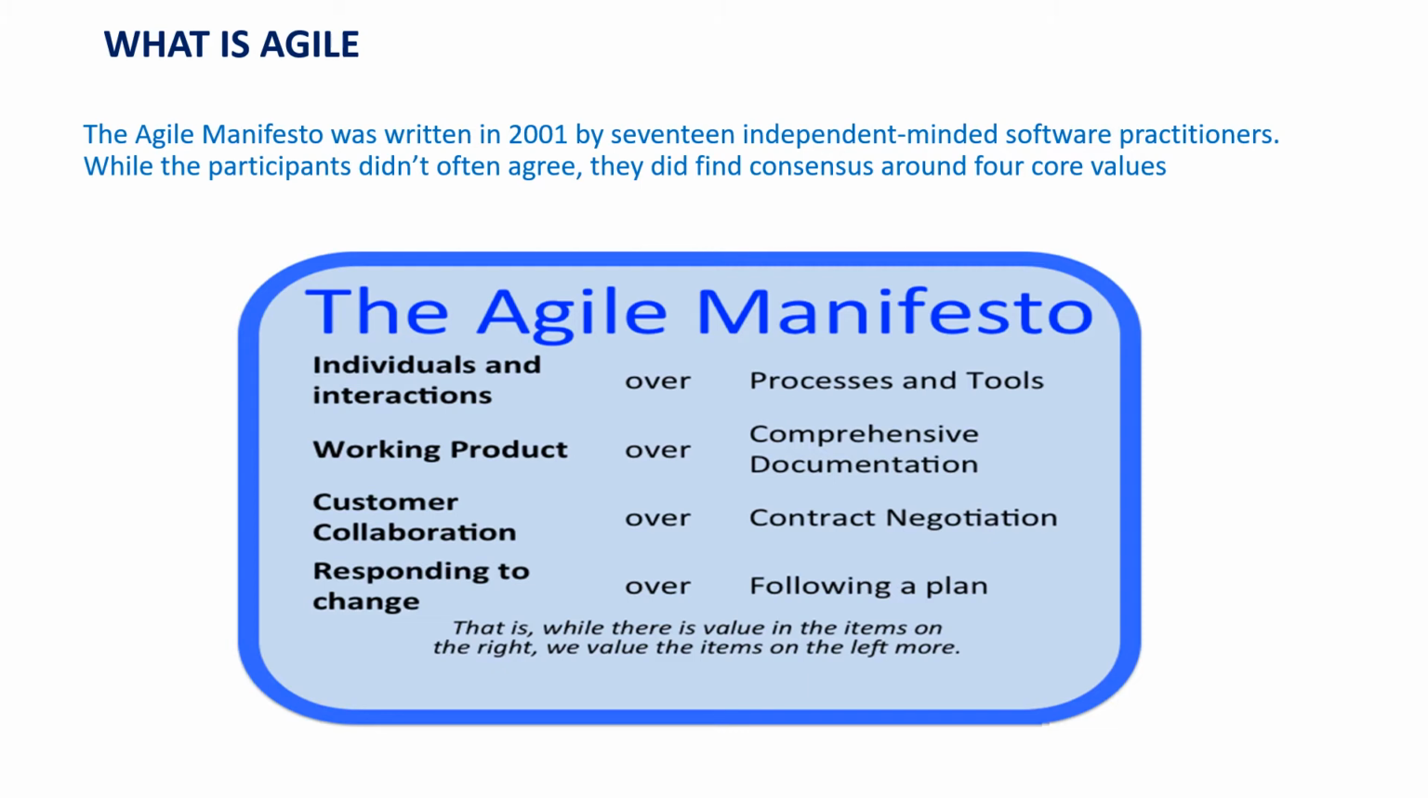The next value says working product over comprehensive documentation. Working product, or the working increment, is delivered after every sprint. Next is customer collaboration over contract negotiation. So collaboration is more valued as compared to contract negotiation. Responding to change over following a plan. There may be a situation where responding to change is required as compared to following a dedicated plan. So these are the 4 core values referred to in the Agile Manifesto.